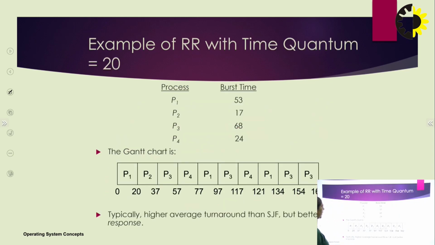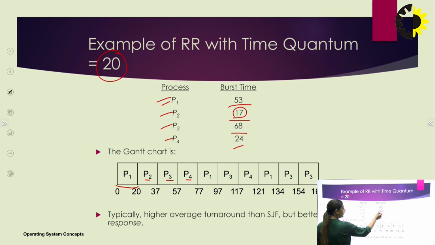Now let's take an example. We have a round robin with a time quantum of 20 units of time. We have processes P1, P2, P3 and P4 with burst times 53, 17, 68 and 24. For the first 0 to 20, P1 will go because it arrives first, then P2, P3, P4. P2 is smaller than 20, so it will go for only 17 units of time, right? Then P3, then P4.